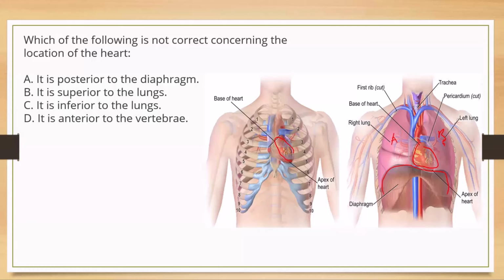So from the question, which of the following is not correct concerning the location of the heart? Our answer is definitely B. That is, superior to the lung. It is not. It is rather inferior to the lungs.